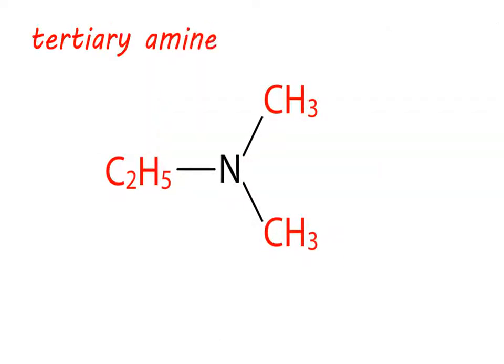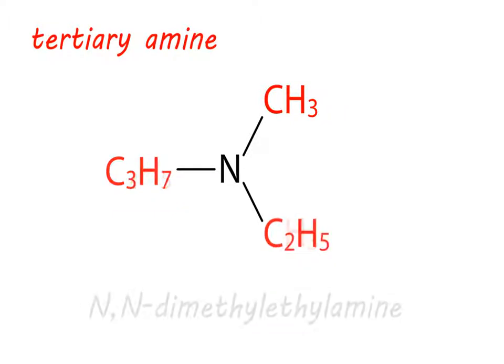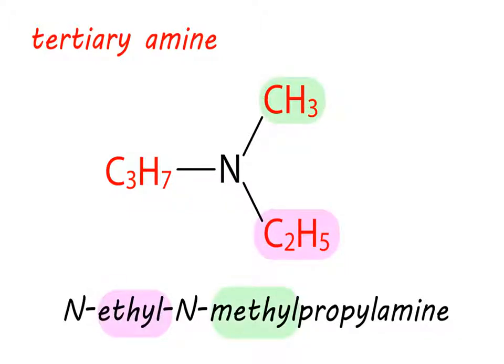A tertiary amine is where all 3 hydrogens of the ammonia molecule have been substituted. This molecule is called NN-dimethyl ethylamine, and this one N-ethyl N-methyl propylamine. Note how the ethyl and methyl groups are assigned priorities based on the alphabet, with the ethyl coming before the methyl. The longest carbon chain forms the stem part of the name.